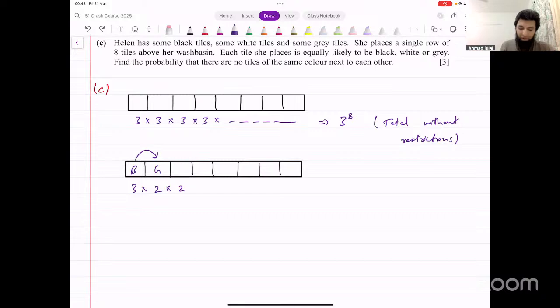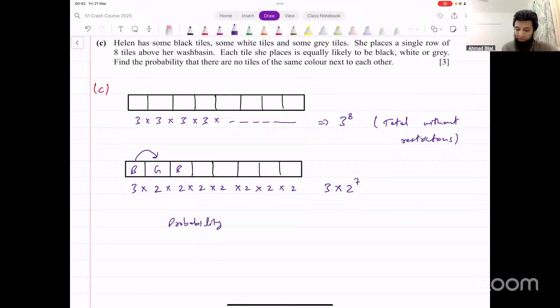And whatever color comes here, so let's say we've got black again. How many options do we have for the next one now? We can't have black, but we can have white or gray. So 2 options for the next one, and so on. We've got 2 options for each of those next tiles. What does that give you? 3 into 2 raised to power 7. That's the number of outcomes that satisfy the condition.